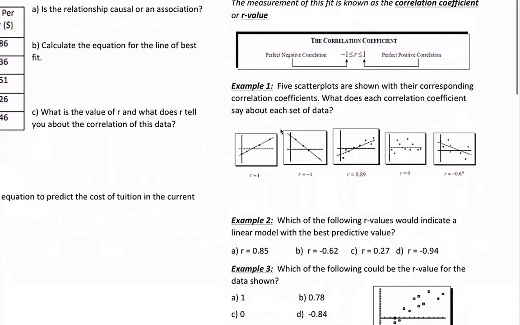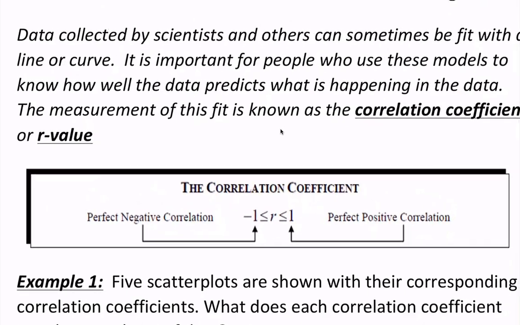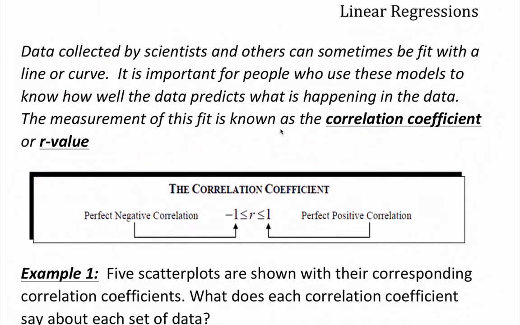All right, so today we're going to be learning about linear regression. Sometimes in the real world we have data collected by scientists and others, and it can sometimes be fit with a line or a curve. Since we're talking about linear, we're only going to be dealing with the ones that can be fit with a line. It is important for people who use these models to know how well the data predicts what is happening in the data. This measurement is known as the correlation coefficient. It's your R value. So first we're going to talk about what the R value is and what that number tells us about our correlation.